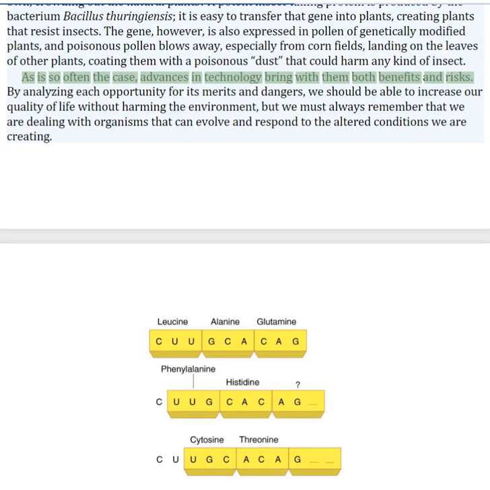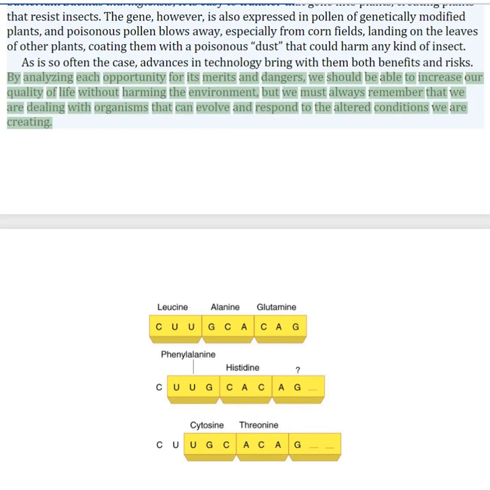As is so often the case, advances in technology bring with them both benefits and risks. By analyzing each opportunity for its merits and dangers, we should be able to increase our quality of life without harming the environment, but we must always remember that we are dealing with organisms that can evolve and respond to the altered conditions we are creating.